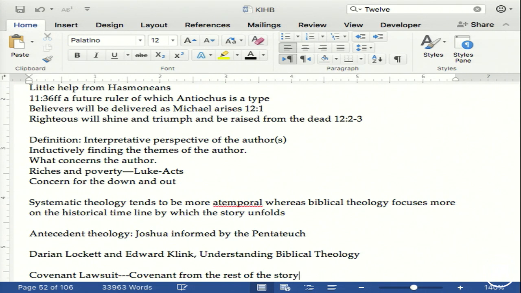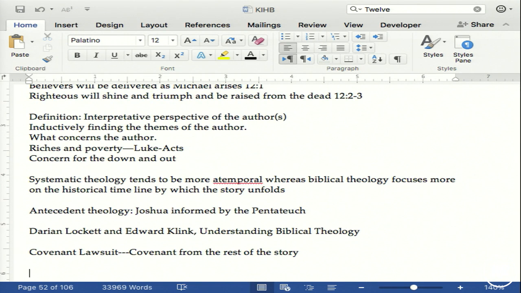I mean, just try to imagine reading the prophets without knowing the previous story, without knowing the covenants. That'd be extraordinarily difficult. So there's antecedent theology, and then I'd say there's a canonical contribution. Or canonical element, maybe, is the best way to say it. In other words, we read the story in light of the whole.